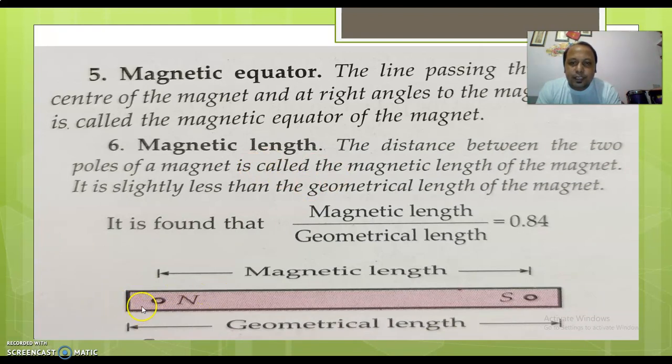Suppose a magnet is provided where the north pole and the south pole are not exactly at the end but near the end. So the magnetic length is the distance between the north and the south pole of the magnet. Whereas the geometrical length of the magnet is slightly greater than the magnetic length. If you compare them, the magnetic length divided by the geometrical length, the ratio is 0.84. Okay, so you need to understand the magnetic length is not exactly the geometrical length. The geometrical length is slightly greater than the magnetic length of the magnet.